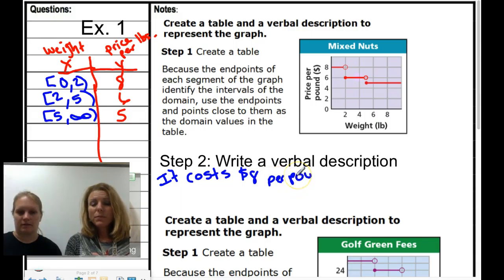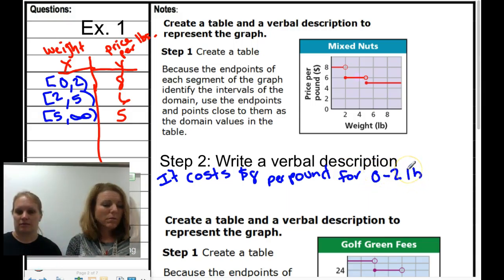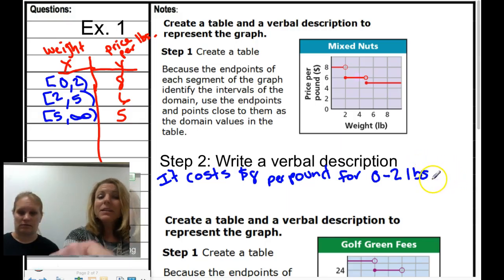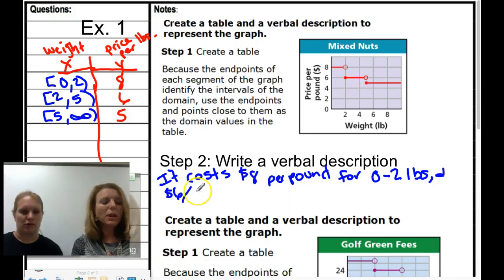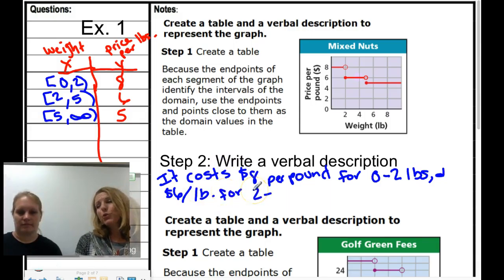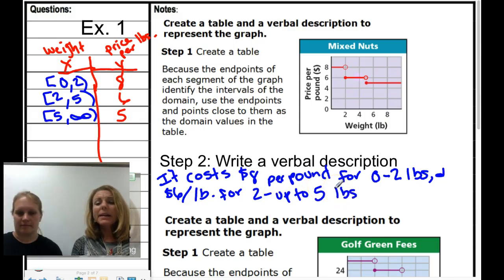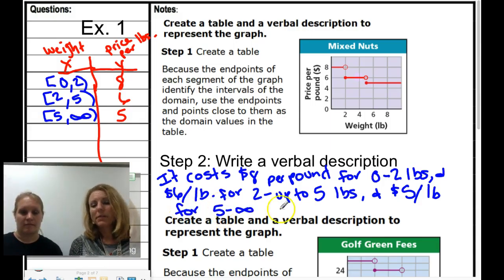Per pound. Yep. For 0 to 2 pounds. And $6 per pound. You can do whatever you want. Like that? For 2 up to 5, not including 5. Okay? And $5 for 5 pounds and greater, or whatever.